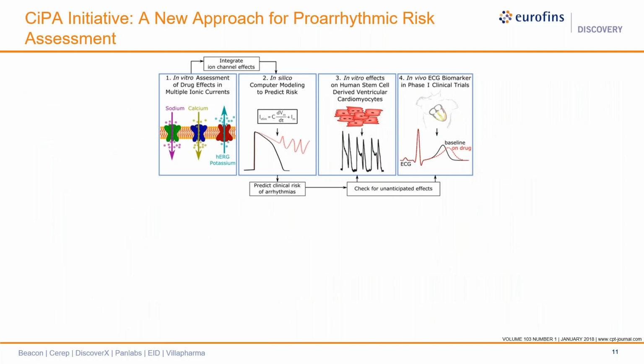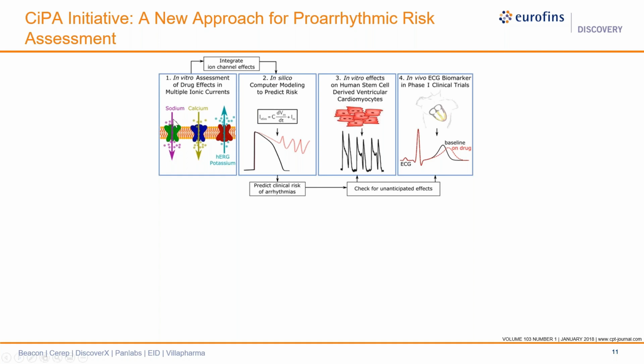The CiPA initiative was initiated in 2013 by several different agencies and organizations. And Eurofins has been heavily involved in establishing the guidelines of this initiative. The CiPA initiative is an effort to improve the proarrhythmic risk assessment by focusing on 4 main points.